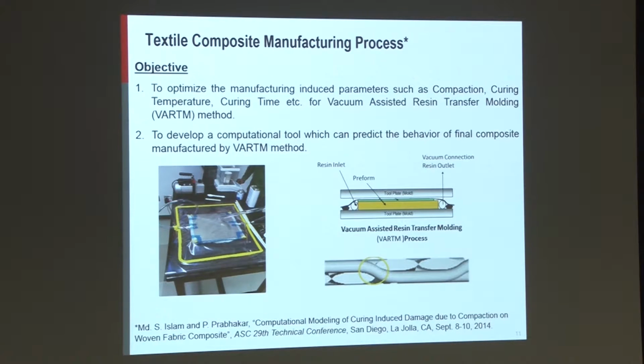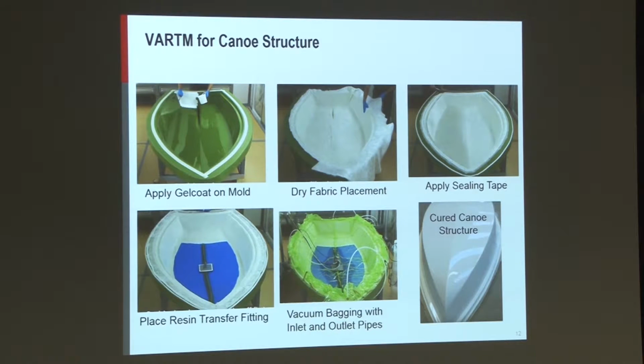The outlet is connected to a vacuum pump, and the inlet is connected to a mixture of resin and hardener, and the vacuum assists the transfer of resin through the system. And then it's cured and we get the laminate. Just to put it in perspective, this is a canoe structure of a couple of meters, 4 meters by 2 meters approximately. And these are the key steps that are involved in the manufacturing.